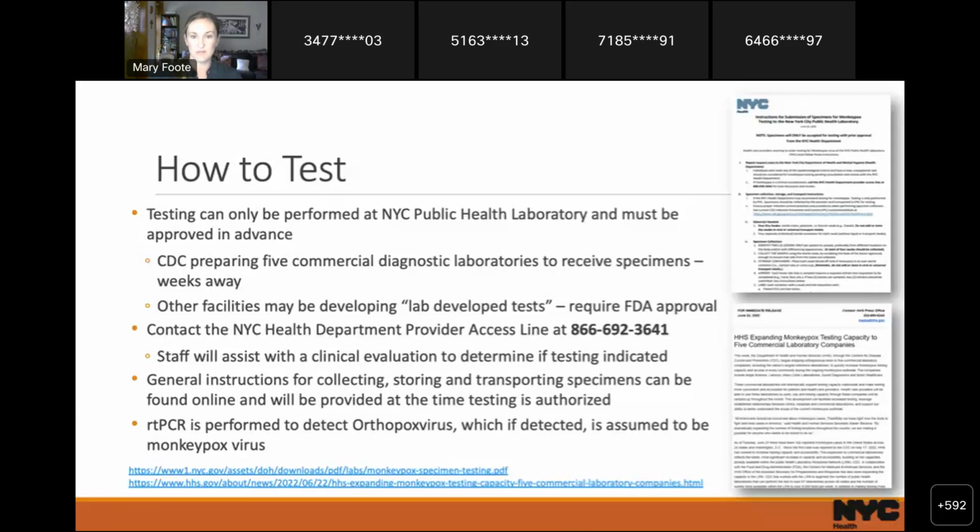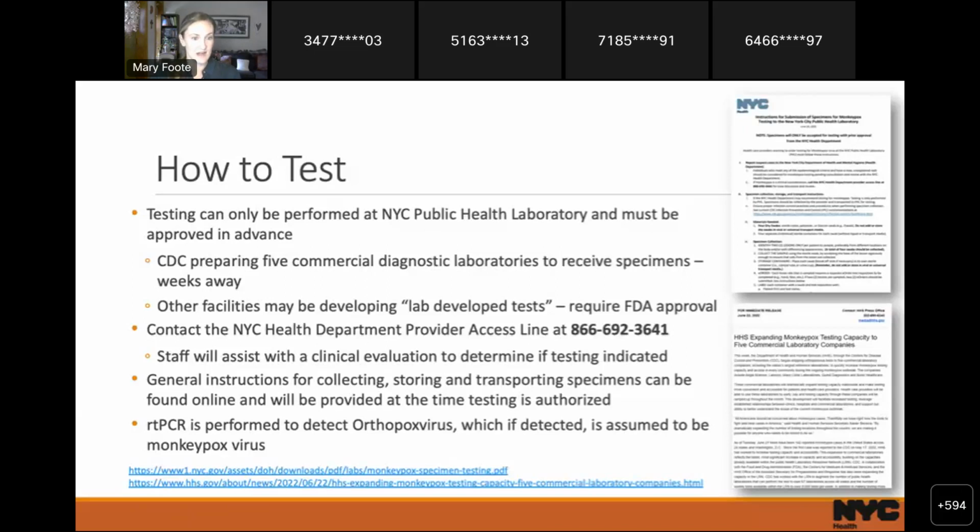However, really good news we heard yesterday is that the CDC is now sending test kits to 5 commercial diagnostic laboratories. So some of our bigger national reference labs will be able to start receiving specimens. It hopefully will be within the next couple weeks. They said sometime in July they should be ready. So definitely pay attention to that space, and we'll send out announcements when that's an option, because hopefully that will really help speed up the initial evaluation.